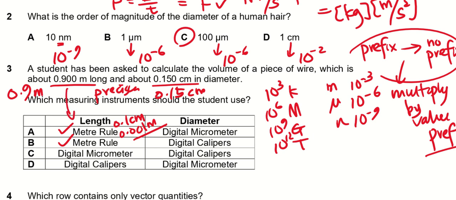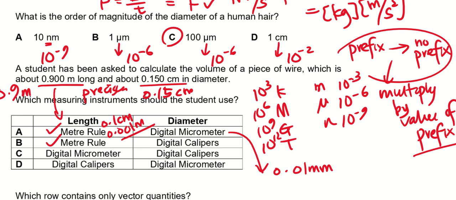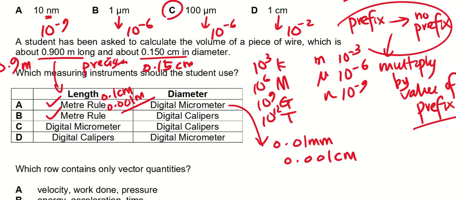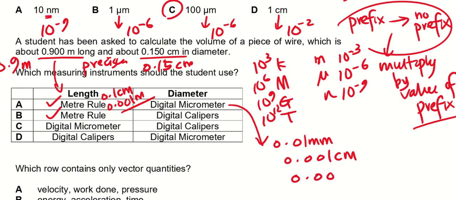0.15 cm. So how about the digital micrometer? What is the precision? The precision for digital micrometer is 0.01 mm, which is 0.001 cm, which is 0.00001 meters. So based on that 0.001 cm, I know that it is possible to be digital micrometer.